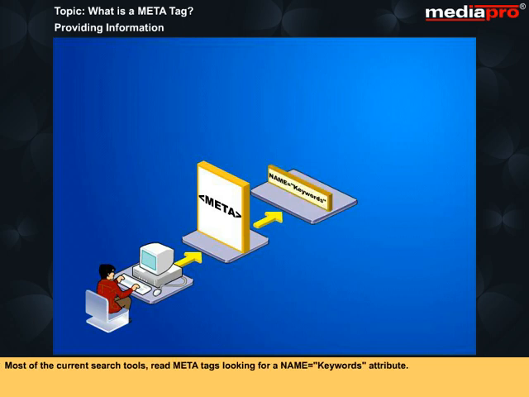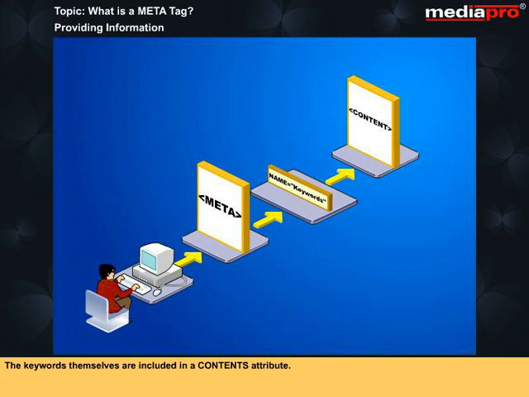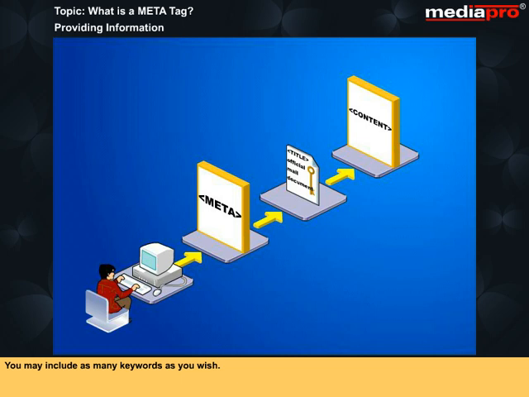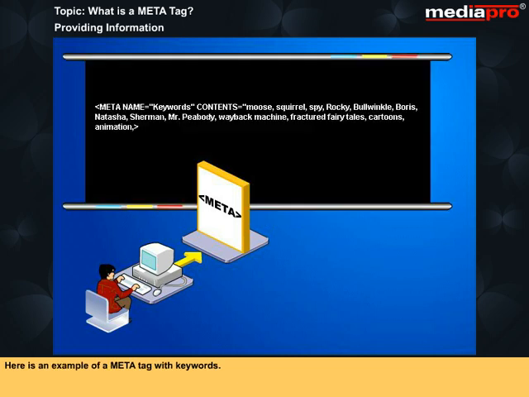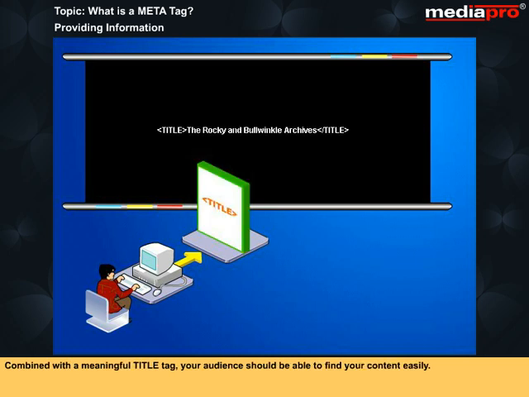Most of the current search tools read meta tags looking for a name equal to keywords attribute. The keywords themselves are included in a contents attribute. You may include as many keywords as you wish. Here is an example of a meta tag with keywords. Combined with a meaningful title tag, your audience should be able to find your content easily.